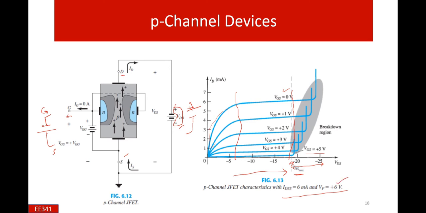The pinch-off voltage is +6, whereas for the N channel, for example in the last case, it is -4 or -5 volts. And this is the maximum current, which is 6 milliamperes. This lecture is very important. Maybe it is a short lecture, but it will definitely help you understand the concepts in a deeper way. Try to develop the concept, and try to rewrite these concepts in your own words.